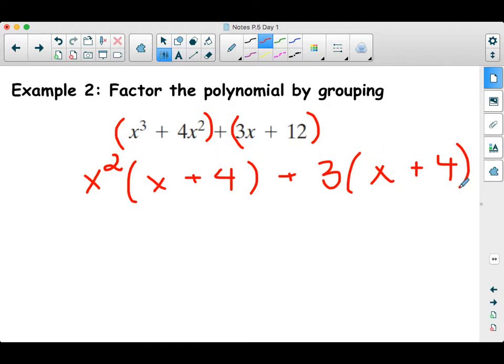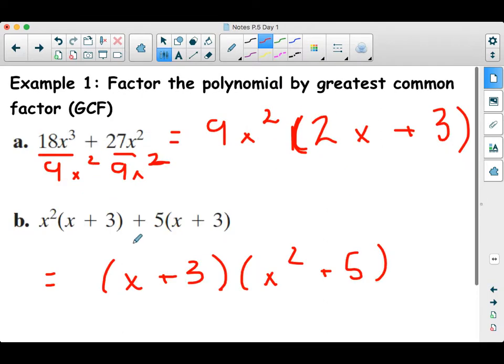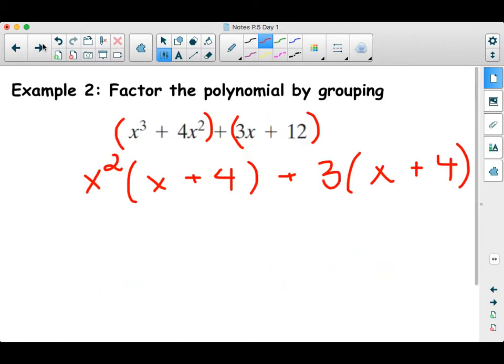Now, if we've done this correctly with grouping, both of those parentheses should be the same, which we call our new GCF. So it's very similar to this example B here, where we had the parentheses x plus 3 and x plus 3 the same. So that's your GCF. So our GCF is x plus 4. And then what we're left with is the x squared plus 3 that's out in front.